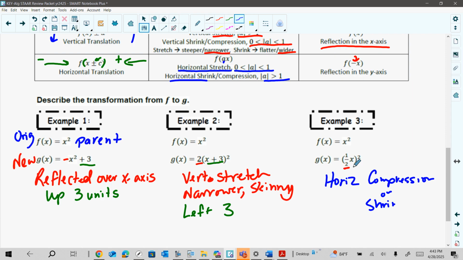Oh, it's not greater than 1, sorry. It's stretched. I'm sorry, I misread it. The 1/2 is a fraction. So that means it's right here. So horizontal stretch, sorry. I apologize.